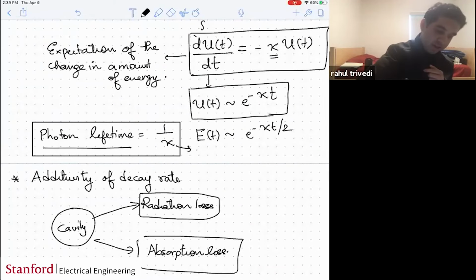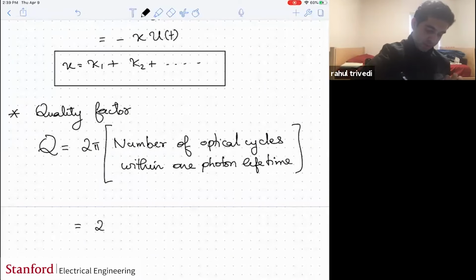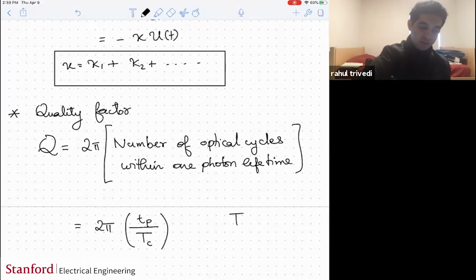So based on Yelena's comments, we would explicitly call this the energy decay rate, right? And this is quite simple. This is just 2 pi times the photon lifetime divided by the oscillation time period of the cavity. The time period of the cavity is just 2 pi over the frequency of the cavity, right? And T_p is the photon lifetime, which we defined as 1 over kappa. So this quality factor is also just equal to omega c over kappa.